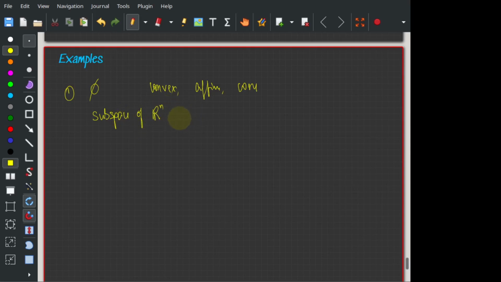Is it convex? It's convex. So these are convex, affine, and cones. Subspace is also convex, affine, and a cone.